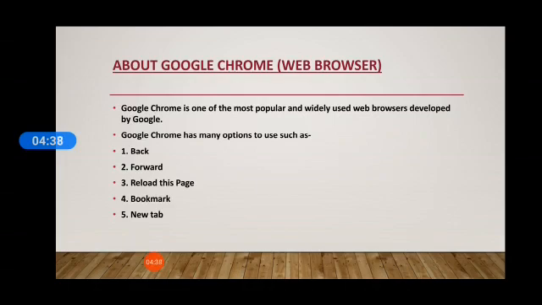Next one is forward. Clicking on the forward button will take you to the page that you were on before you pressed the back button. To view the next page in a serial order, click on the forward button. Next option is reload this page. Clicking on this button, we will reload the most recent version of the current page. Next option is bookmark. This option allows the user to store and organize the chosen website so that she or he can revisit them anytime whenever needed.